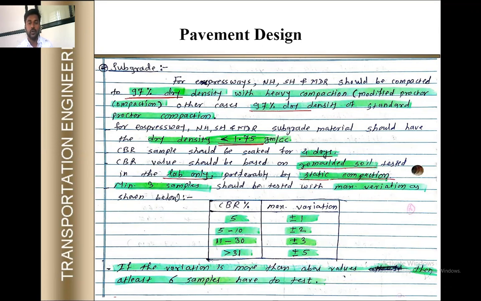For expressways, national highways, state highways, and major district roads, subgrade material should have a dry density of not less than 1.75 gram per cc. Whenever we are taking the subgrade, we have to ensure the dry density is 1.75 gram per cc. CC means cubic centimeter, so 1.75 gram per cubic centimeter.